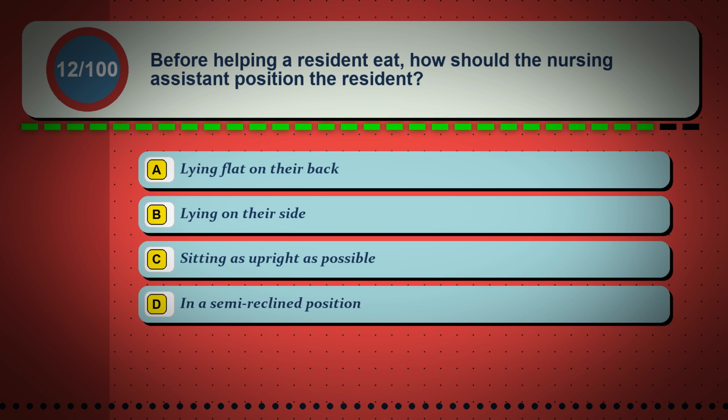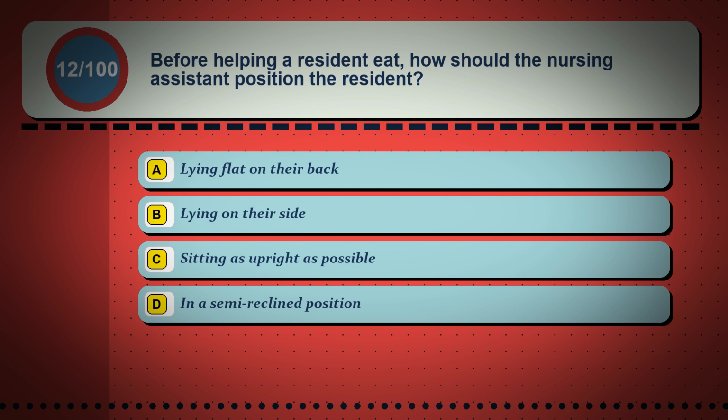Question 12. Before helping a resident eat, how should the nursing assistant position the resident? Option A. Lying flat on their back. Option B. Lying on their side. Option C. Sitting as upright as possible. Option D. In a semi-reclined position.